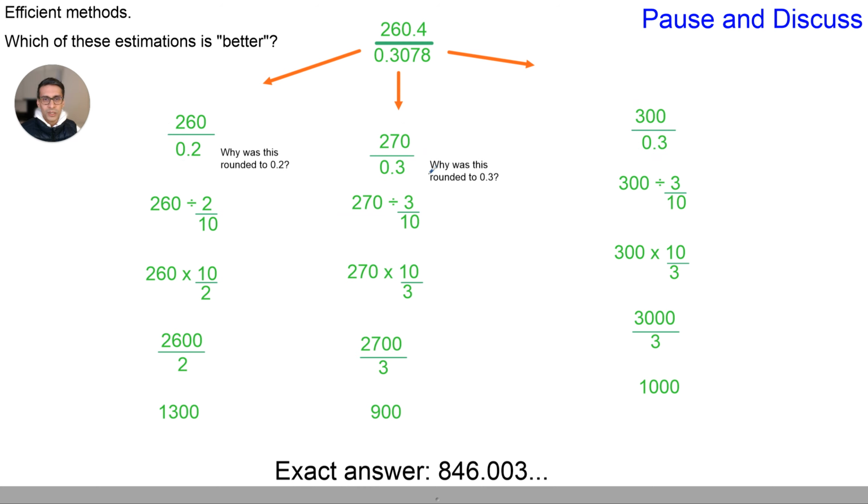So you can probably see it's to do with divisibility. It's easier to divide 27 by 3, 26 by 2, or 300 by 3. And that makes the rest of the calculation easier. So let's move on to the next example.